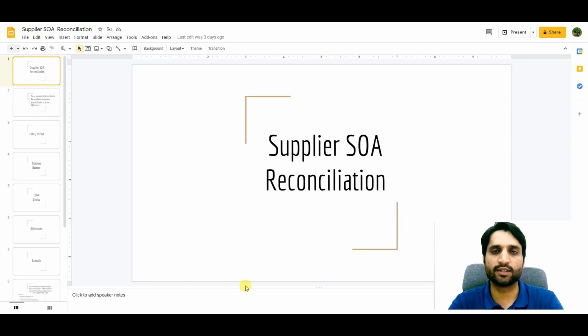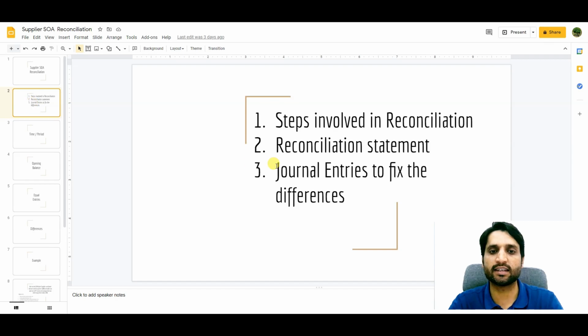Hi guys, in today's video we are going to learn how we can reconcile a supplier statement of account. What we will learn here: first, we will see the steps involved in reconciliation. Second, we will see the reconciliation statement, and at the end we will see the journal entries to fix the errors or the differences in both statements.